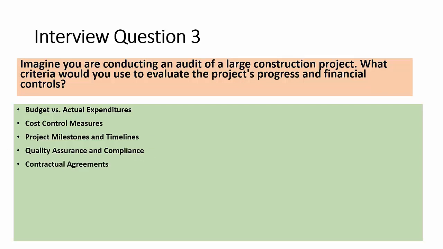Then look for the contractual agreements. Review all the terms and conditions of contracts with the contractors, suppliers, and vendors, and ensure that contract terms are being adhered to and that appropriate contract management procedures are in place. Look for change order management also. Evaluate the process for managing change orders and scope changes in the project. Verify that change orders are properly approved, documented, and justified. Look for payment control also, where you assess the controls in place for authorizing and processing payments to the contractors and suppliers. Verify that payments are supported by appropriate documentation and made in accordance with the contract terms.